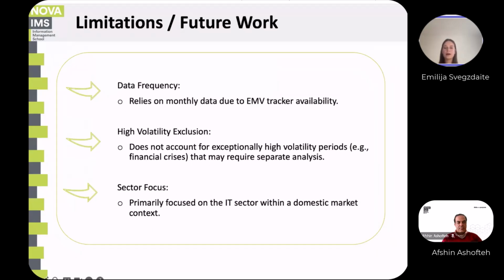Also, the study focuses on the IT sector within the domestic market, so this would be the US, leaving room for future research to investigate the effects on other sectors and other international markets. Expanding the scope could yield additional insights.